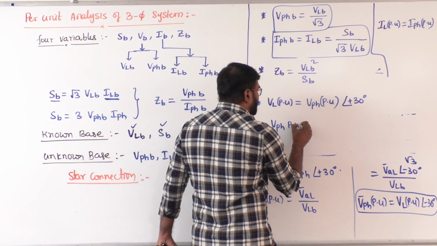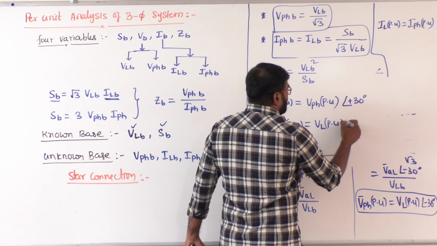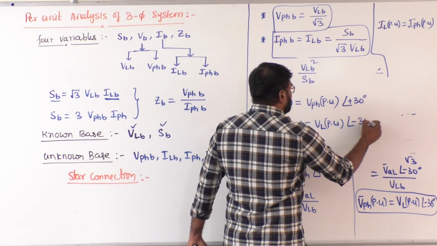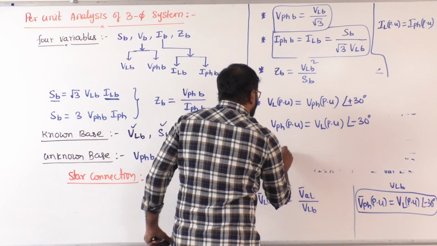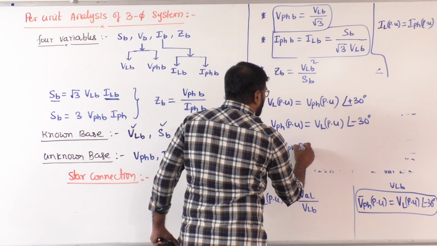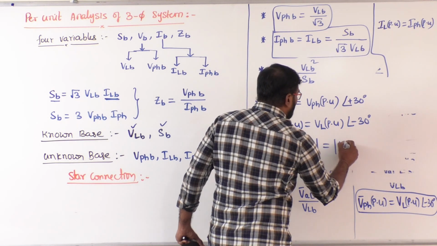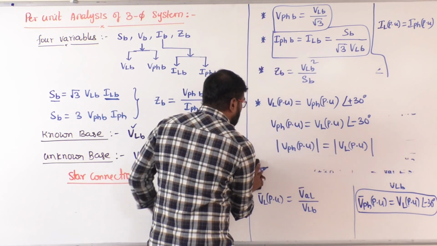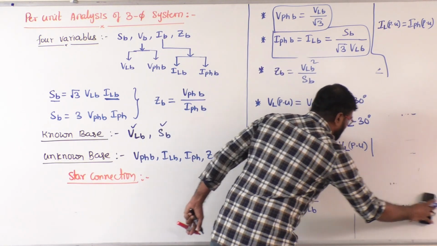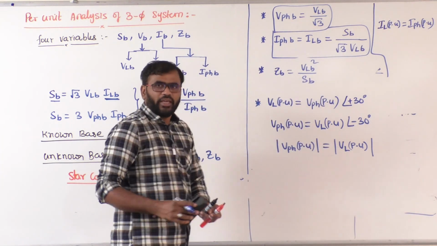Otherwise you can write like this: V phase per unit equals V line per unit at an angle minus 30 degrees. Otherwise you can also define it like this: the magnitude of V phase per unit equals the magnitude of V line per unit. Sir, this is very important, sir. Okay, suppose a question is given like this.